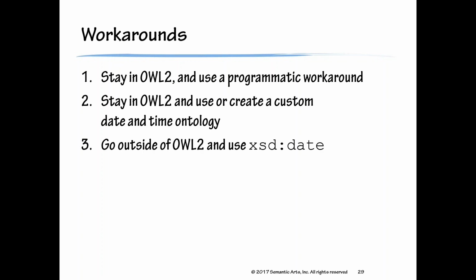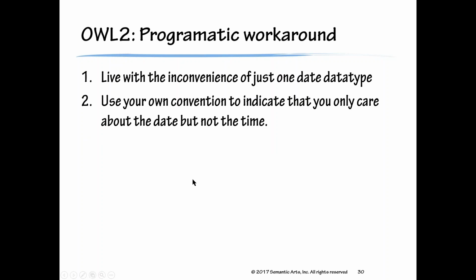So what do we do? So there's three possibilities here that I'm going to name, and there's probably any number of variations and nuances. But so you can stay in OWL2 and use a programmatic workaround, or you can stay in OWL2 and kind of create your own custom ontology, or you can just leave OWL2 and say, the heck with it, I'm just going to use XSD date because I feel like it. So we'll look at those and what that entails and some of the pros and cons.